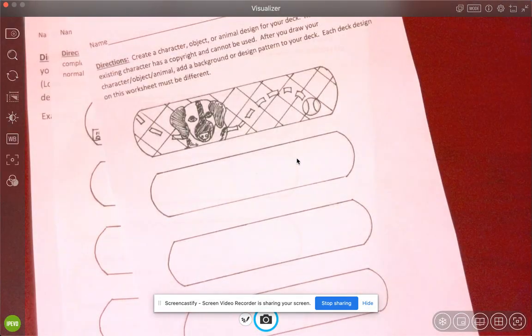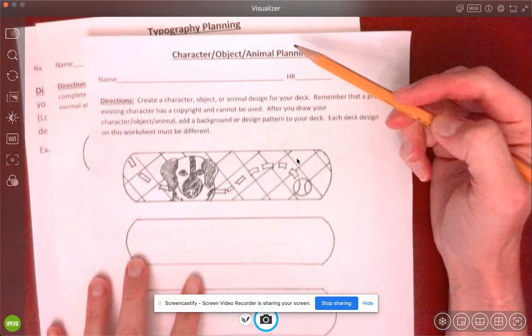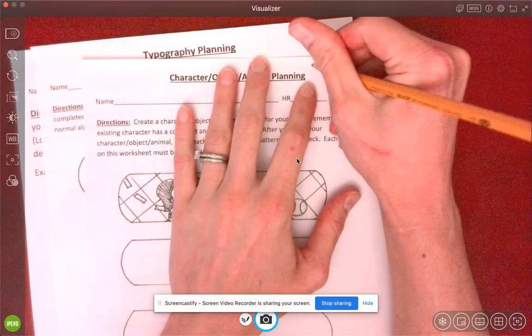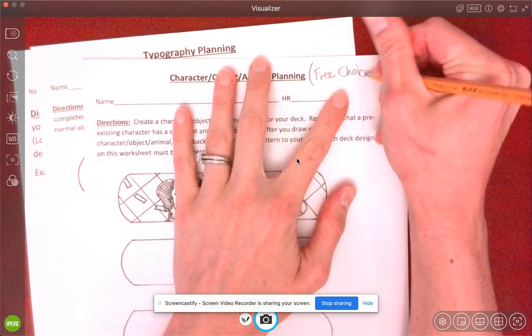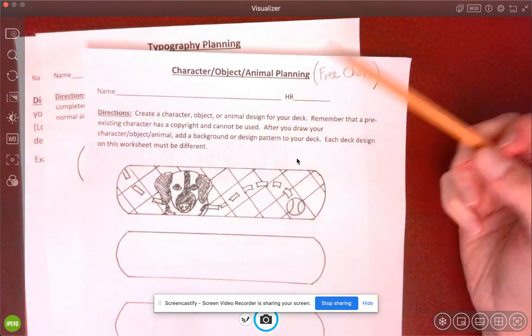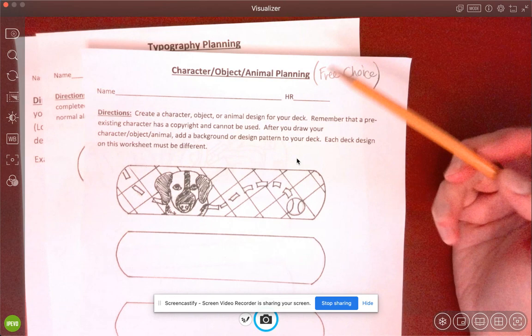All right, so if you're in class, these are the 3 worksheets that you do have. It says character, object, animal planning. Basically what this means is it's a free choice, okay? So I'm just going to write free choice on here. This basically means that if you don't want to do the other 2 headings, you can do this one because it's almost anything that you want.